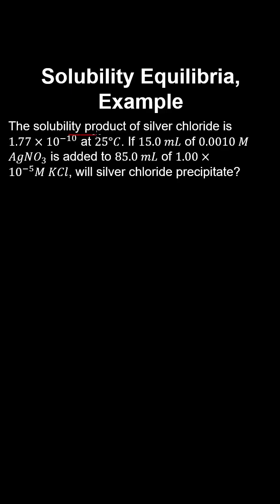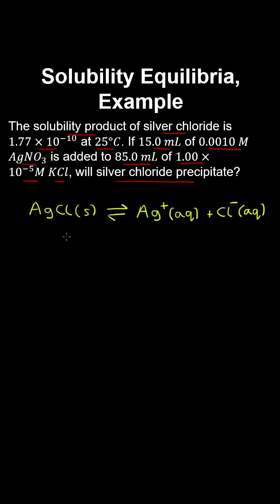The solubility product of silver chloride is given, and 15 ml of 0.001 molar silver nitrate is added to 85 ml of a smaller molar concentration of potassium chloride. Will the silver chloride precipitate? Well, we write the dissolution-precipitation reaction of silver chloride, and what we need to do is determine the reaction quotient when these 2 solutions are mixed together. If it's greater than the solubility product, then the reaction will shift to the left according to Le Chatelier's principle, and we obtain silver chloride precipitate.